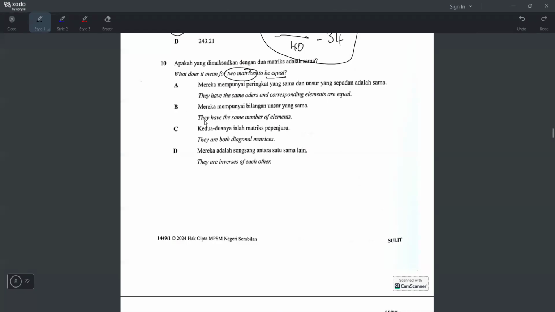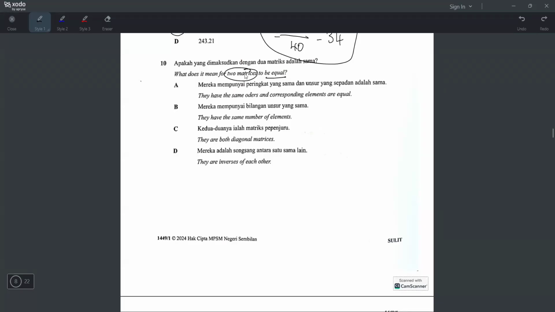And then B says they have the same number of elements, okay? And then C, they are both diagonal matrices. Diagonal matrices means the diagonal numbers here have numbers only. The rest are all 0. So for example, if it's 2 rows, 2 columns, then there will be 4 numbers, right? But a diagonal matrix is when these two numbers exist. For example, this one is 1, this one is 3, but then the rest is 0. That's what it means. Okay, let's keep reading. The last one, D, says what? They are inverse of each other.